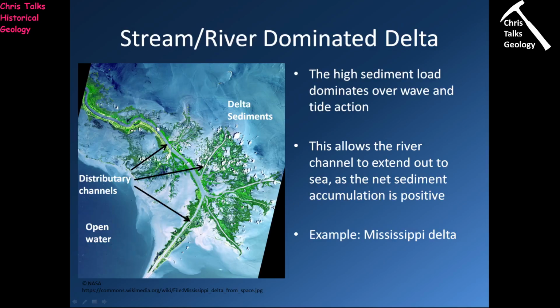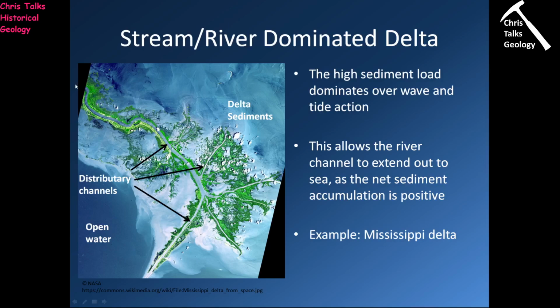So I'm sure we're all familiar with this delta. This is obviously the Mississippi Delta right here. It's the classic example of a river-dominated delta. And so what we have here is we obviously have the Mississippi River coming along, and it's depositing huge quantities of sediment into the Gulf. There's so much of it, in fact, that the waves and the tides can't get rid of it fast enough. So it just keeps building up, building up, and building up.